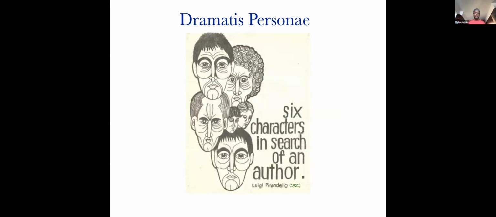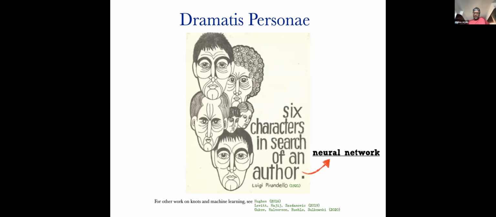So I presented to you a number of characters, like the absurdist play by Luigi Pirandello, Six Characters in Search of an Author. Here, my author is the neural network. As I've said, there's been some interest in recent years in applying ideas from machine learning to knot theory, and there are several other works in this direction. This is one more work in that spirit.